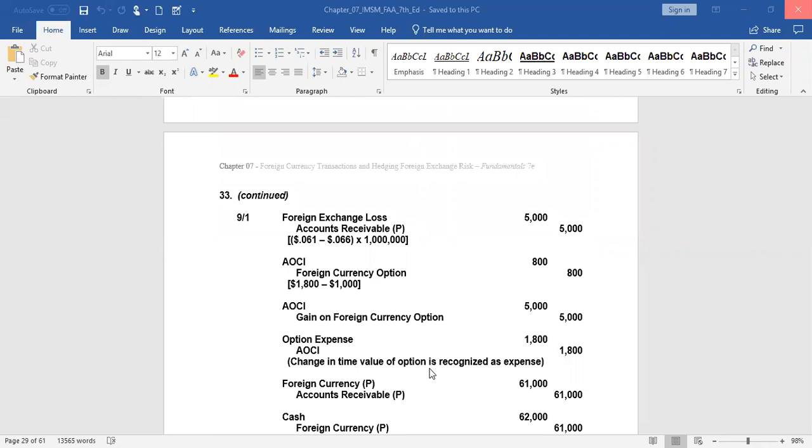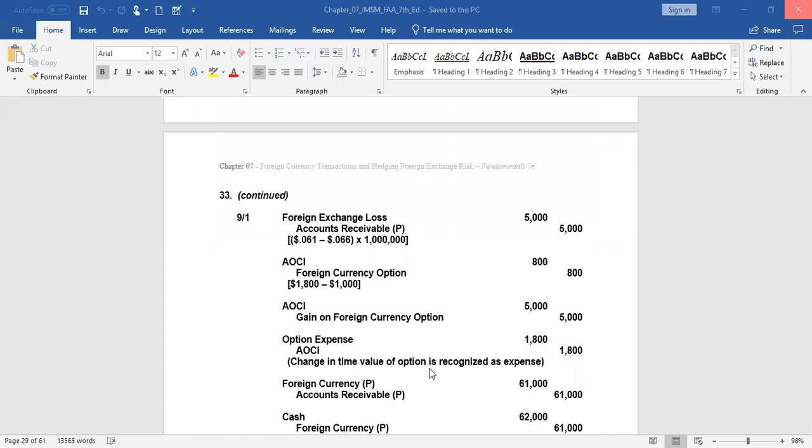So we would be receiving 0.005 less per peso than we would have at the end of the year, June 30th. So this is a loss, a $5,000 loss. So we want to credit accounts receivable, debit our foreign exchange loss. That's what we would have been receiving. We are not locked in. We can take that if we want. That's why we use the actual spot rate to do this valuation when you have an options contract.